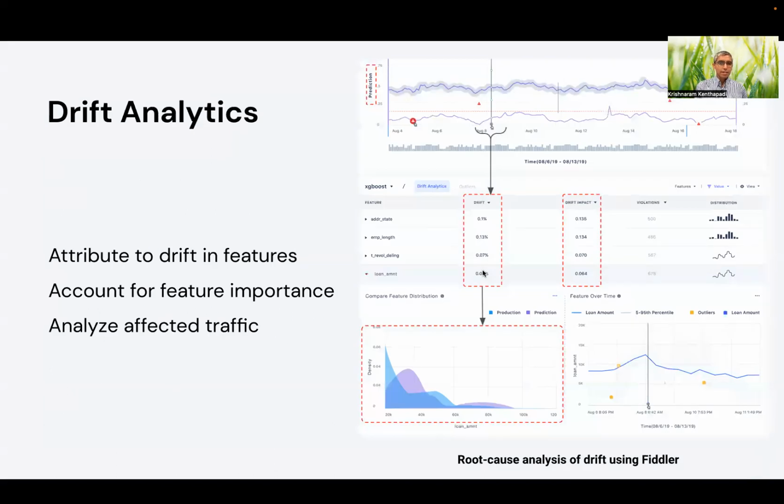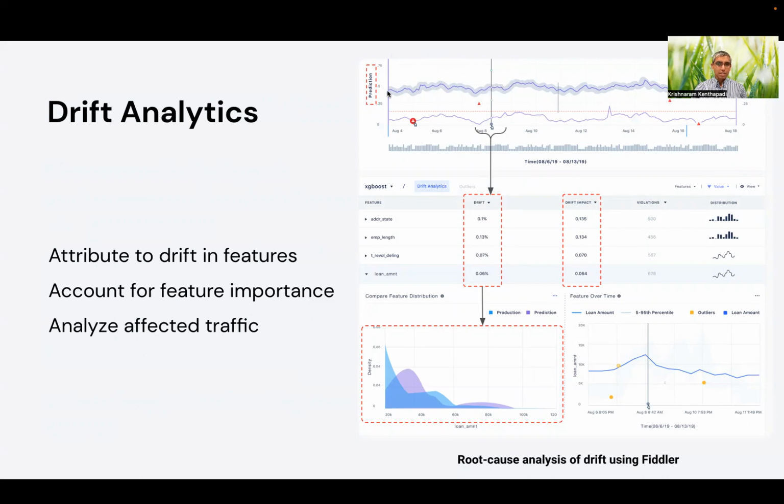The second category here is what we call drift analytics. So this is one where we want to understand the root cause of the drift by performing attribution to different possible causes. For example, here we are seeing a screenshot from the root cause analysis of drift using Fiddler's model monitoring platform.